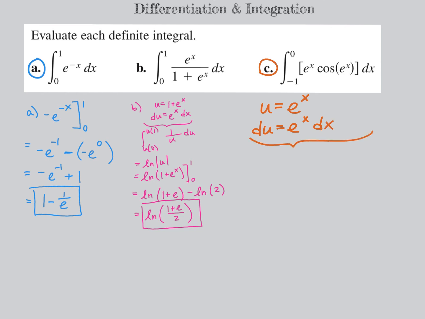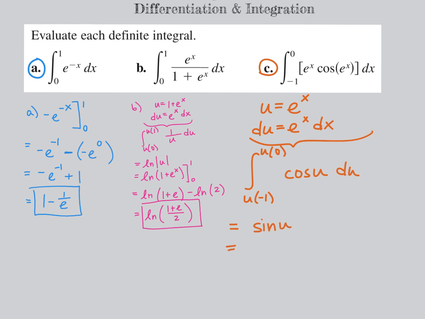Now in this case, we will have the definite integral, and now we're in terms of u, so we want to write u of -1 and u of 0, because negative 1 and 0 are x values, and we're writing things now in terms of u. All right, so cosine of e to the x can be replaced with the cosine of u, and then this e to the x dx gets replaced with du. From here, we can integrate. The integral of cosine of u is going to be sine of u.